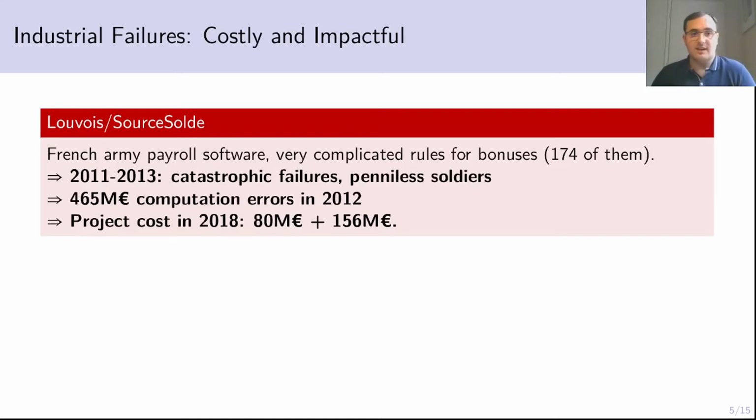Because of these respectable sizes and the difficulty of turning law into code, legal expert systems, which is the proper name of those software systems, can have costly and impactful industrial failures. Let's take 2 examples. The first one is the French Army payroll software Louvois, which has very complicated rules for computing soldiers' bonuses. Launched in the early 2010s, it has known a series of catastrophic failures, leaving soldiers without any resources for extended periods of time, and has cost hundreds of millions of euros of surplus cost for the project.